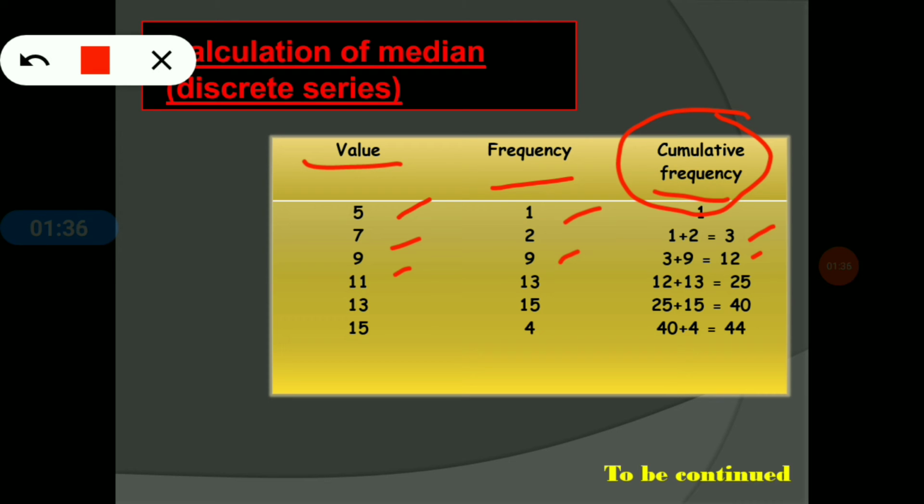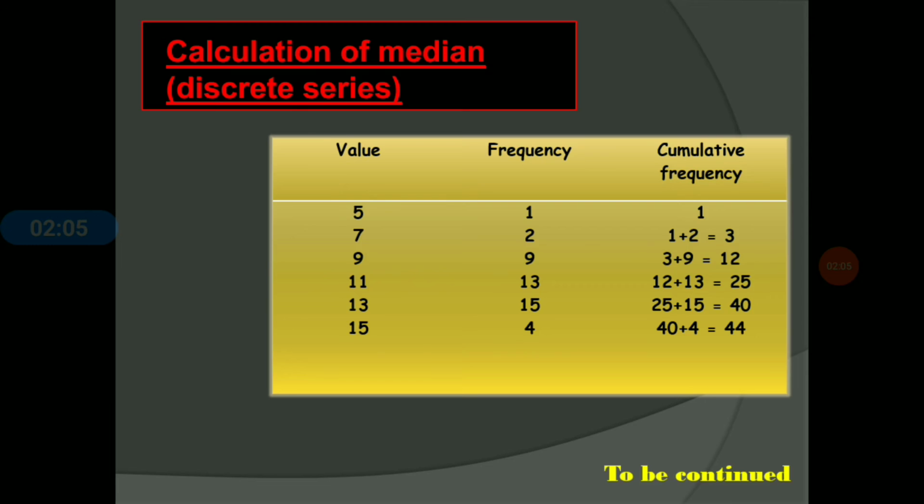Now going to the fourth one. The cumulative frequency of the previous class is equal to 12, and the frequency of the present class is equal to 13. So 13 plus 12 is equal to 25. Now going to the last one. The frequency of the present class is 4, and the cumulative frequency of the previous class is equal to 40. So 40 plus 4 is equal to 44. I think this is clear. So now move on to the next slide.